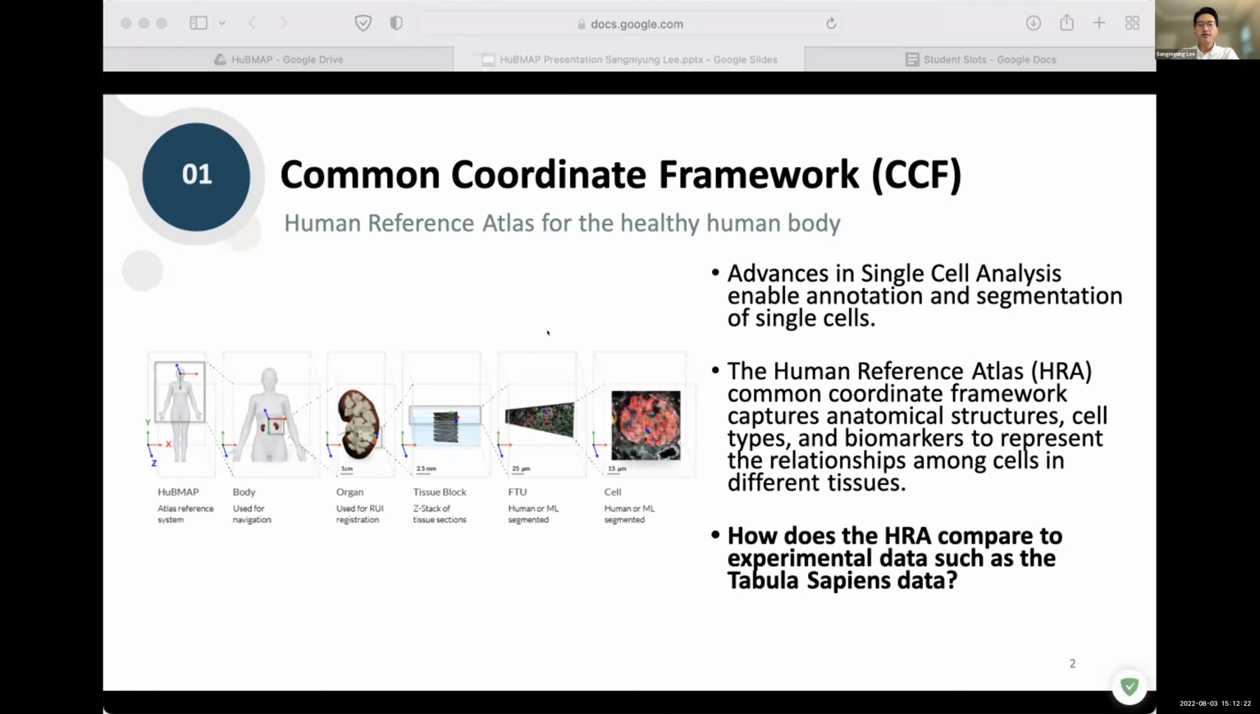So, our research question is, how does the HRA compare to experimental data, such as the Tabula Sapiens data? In the study presented here, we demonstrate how the anatomical structure, cell types, and biomarker table can be used to showcase contribution by the Tabula Sapiens dataset for tracking progress toward the complete ASCT plus B table.